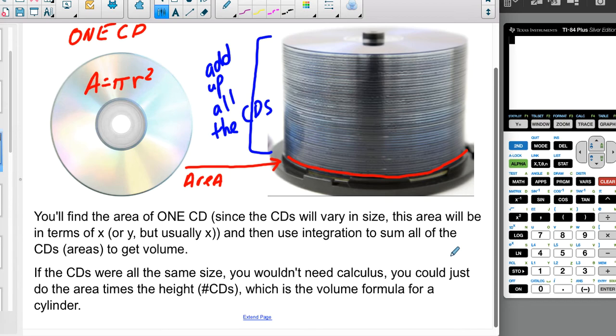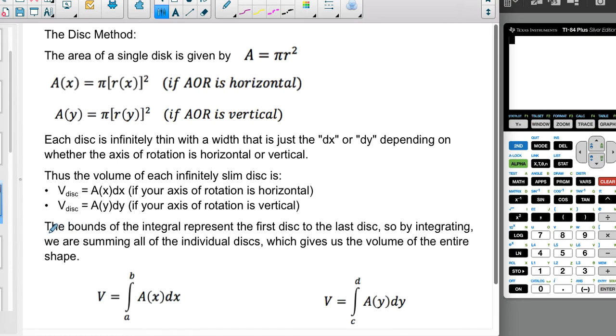Then we're going to have to write the area of a CD not as a constant, like area equals pi times 5 squared, but as area equals pi times some function of x or y, right? And then we're going to use integration to sum up all the CDs, and that would give us volume. Just like here, we add up all the CDs to get the volume. If the CDs were all exactly the same size, you wouldn't need calculus. You would just do the area times the height, which gives you volume. If the CDs were all the same size, we wouldn't be in calculus class. They're all going to be different size disks. So let's talk about the disk method.